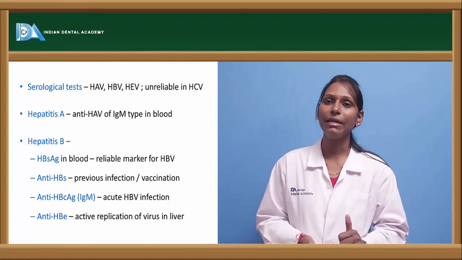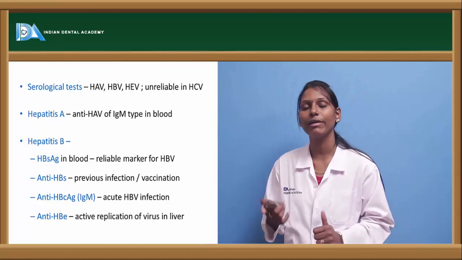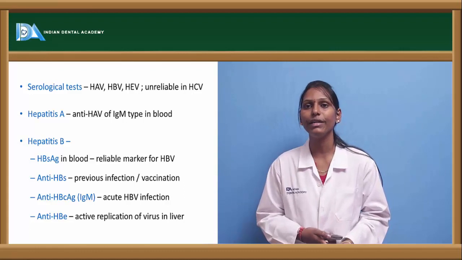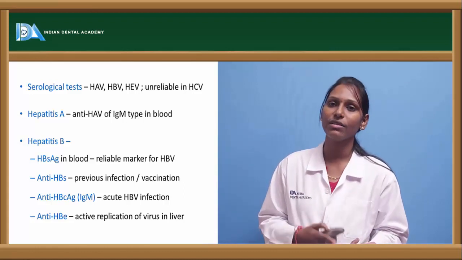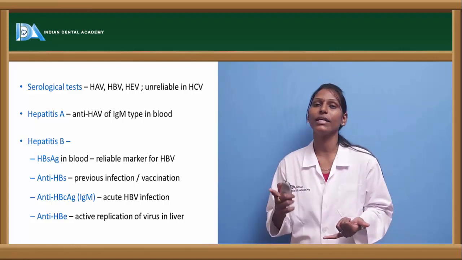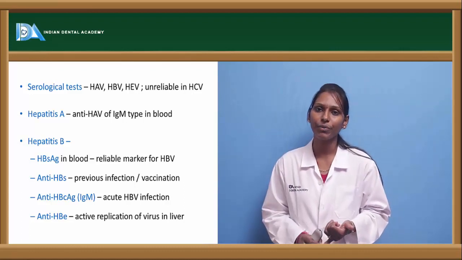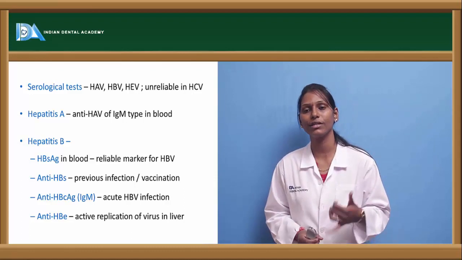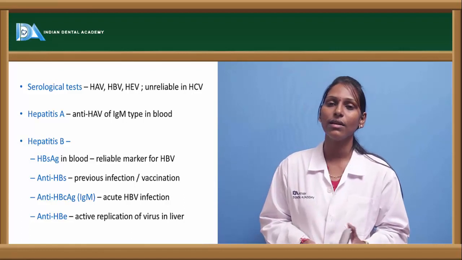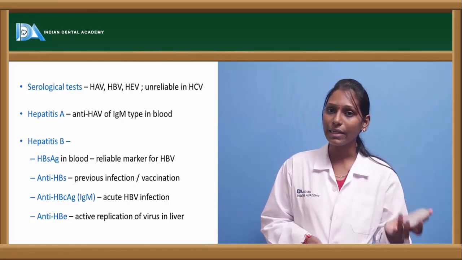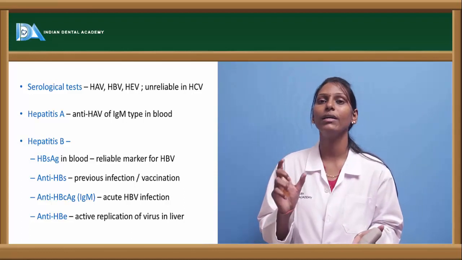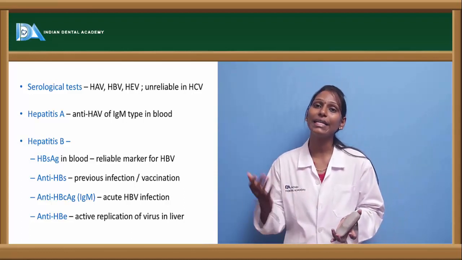For hepatitis A, we have anti-HAV of IgM type that can be checked in blood. For HBV, we have HBsAg, the surface antigen. It is a reliable marker for hepatitis B infection resulting in hepatitis. Then we have anti-HBs, the antibody against the hepatitis B surface antigen. It helps us in knowing any previous infection.